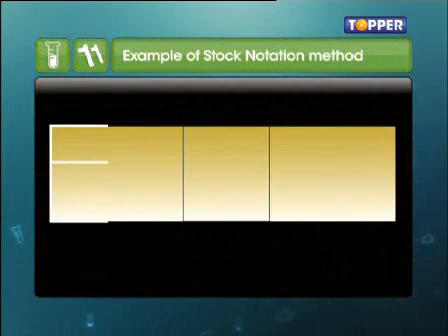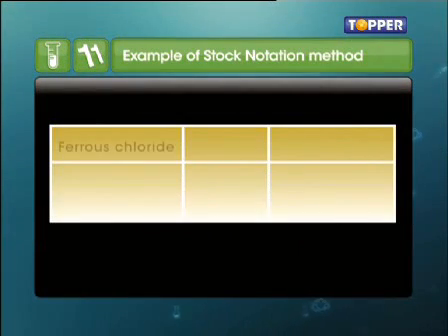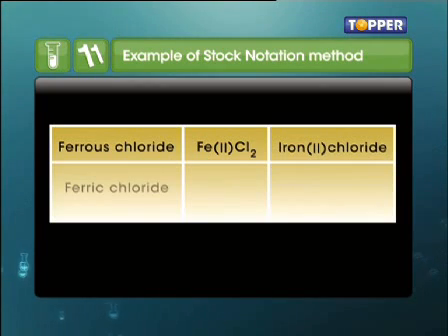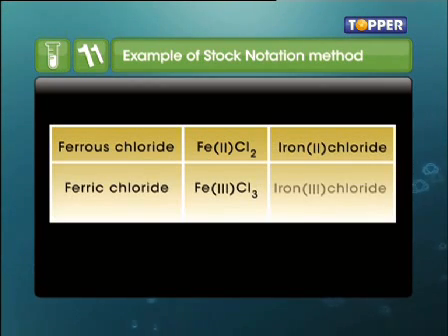Let's see how you can do this by taking the example of ferrous chloride and ferric chloride. Ferrous chloride is written as Fe followed by II in Roman numerals within brackets, Cl2, and ferric chloride is written as Fe followed by III in Roman numerals within brackets, Cl3.